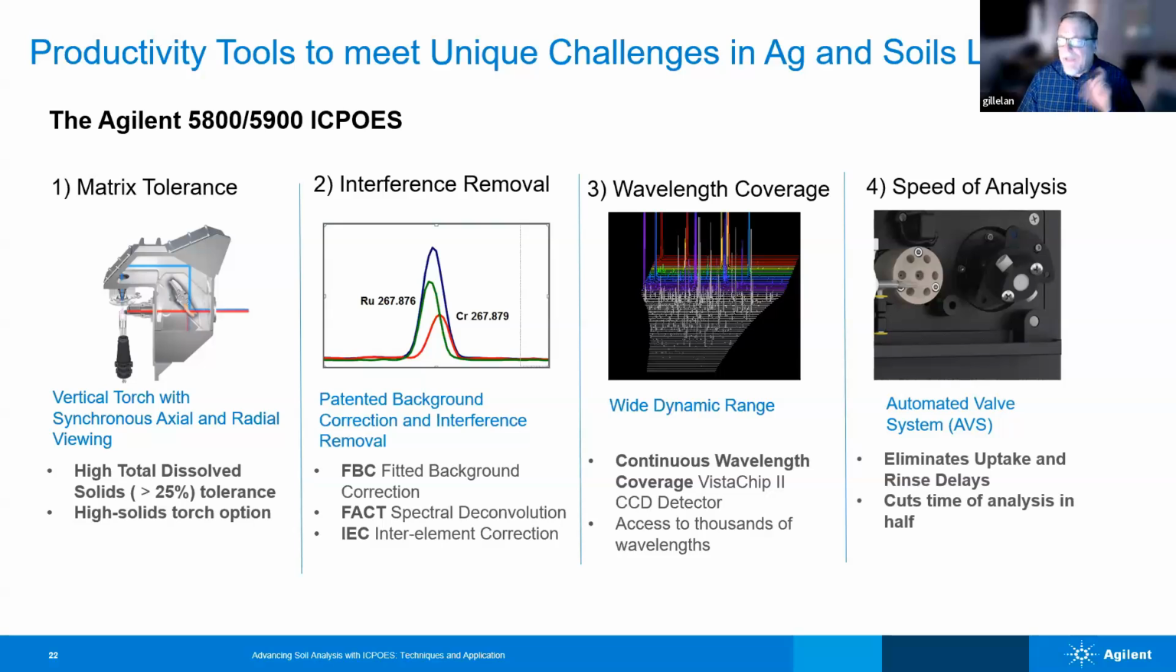The AVS, that's what's shown here. This is a 7-port valve on the left in this picture, and then there's the high-speed valve on the right. This is part of our AVS, which is the automated valve system. This will cut your analysis time from sample to sample in half. So it removes the uptake time, removes the rinse out time, which generally is about half or more of your analytical time. So it can tremendously increase productivity.